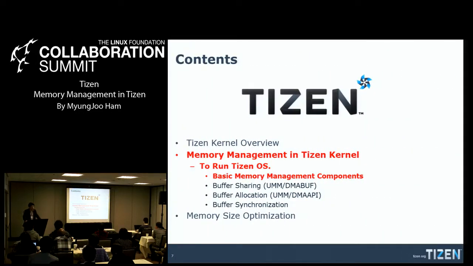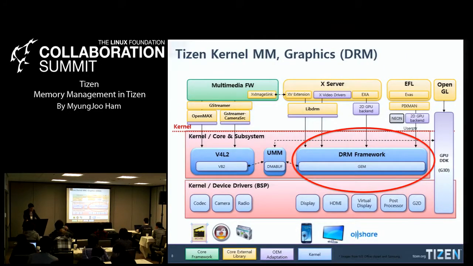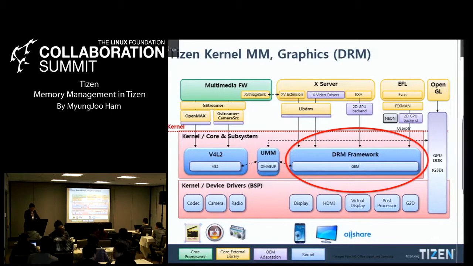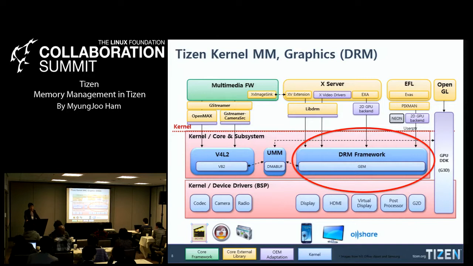Okay, starting on memory management in the Tizen kernel. Let's start with the basic memory management components. The DRM framework, or Direct Rendering Manager framework, has GEM for its memory allocator. This basically allocates memory for the display. So when you are going to make buffers for the display, such as FIMD in Exynos, HDMI, or other display-related components, you will usually make buffers via GEM.